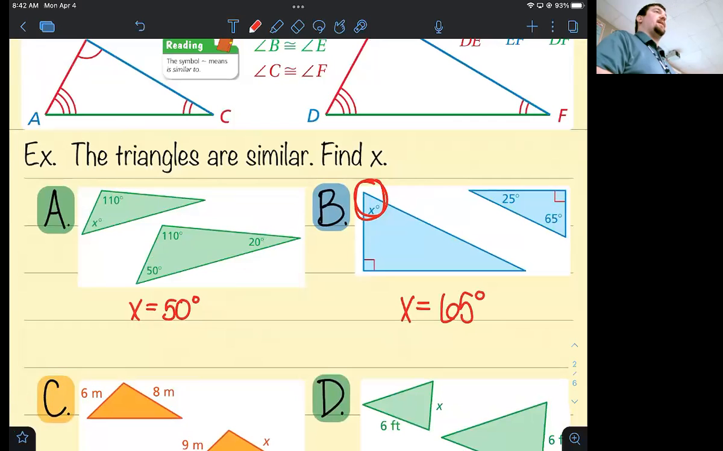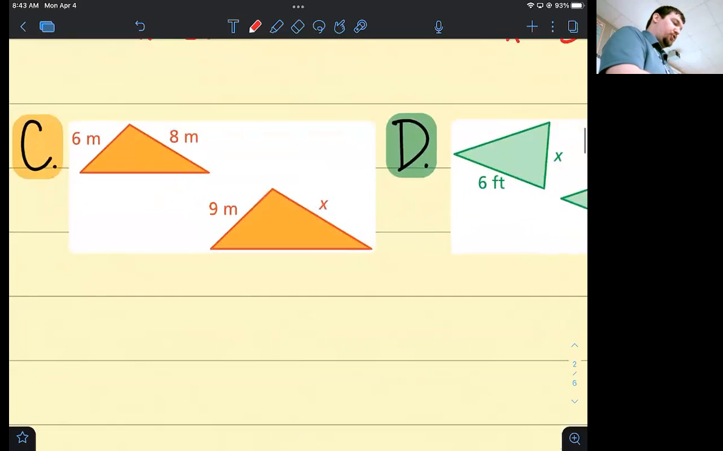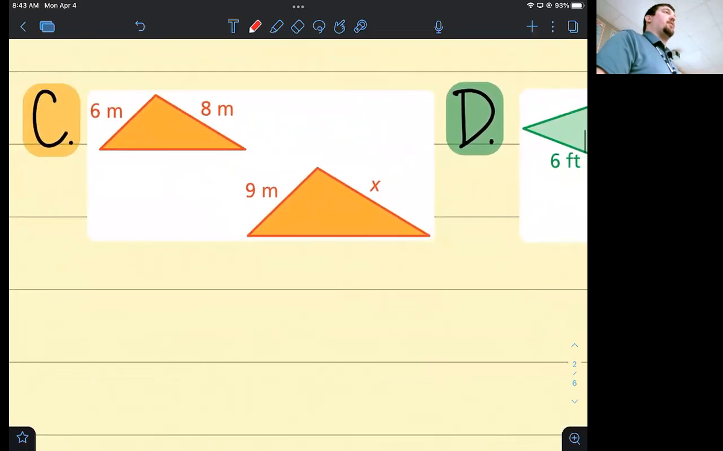So in similar triangles, the corresponding angles are going to be the same. The corresponding sides are going to be proportional. This is one where I can't use mental math. I'm going to have to use the proportion. And here's why. Can you tell me what they multiplied 6 by to get to 9?